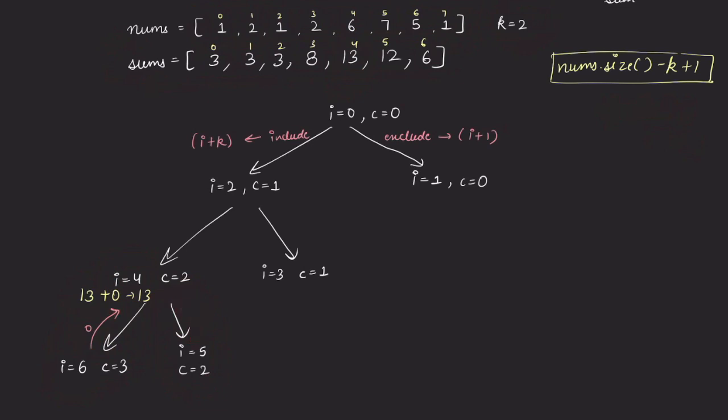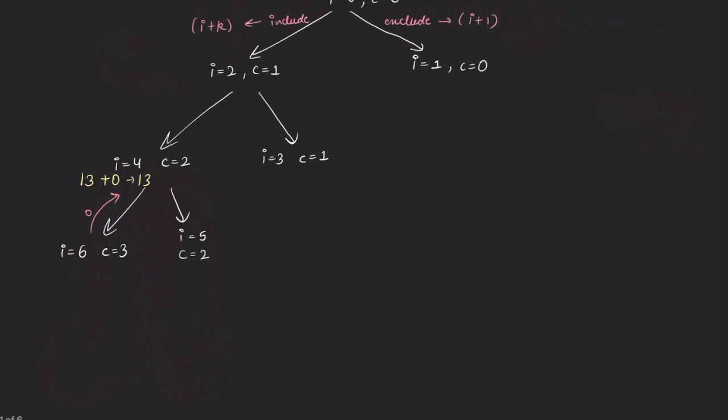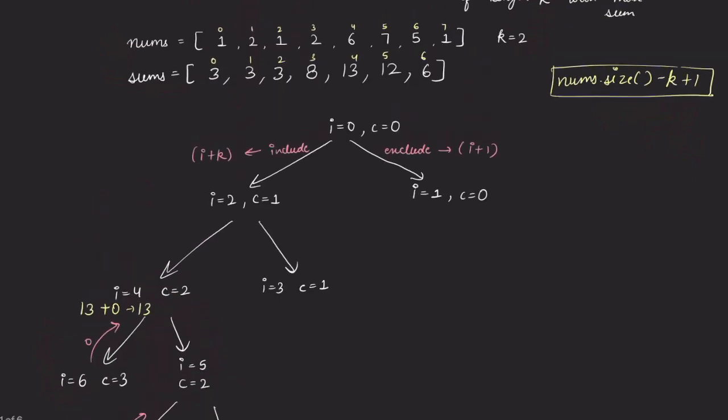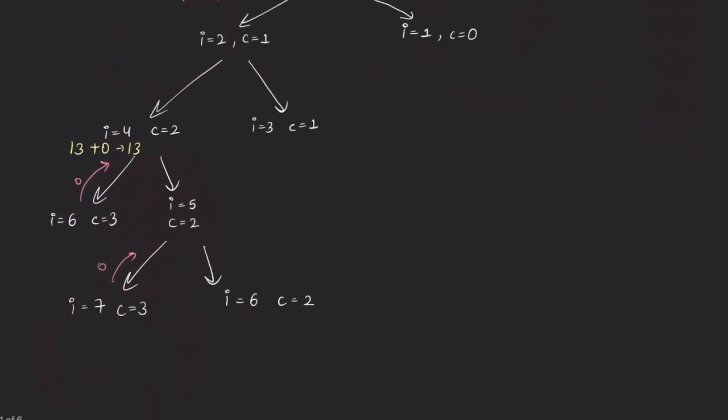So if we come to this particular path, here again we will have two choices. When we have included this, our I will become 7 and count will become 3, and when we have not included it, I will be 6 and C will be 2, right? So now you will see that the count has become 3, right? So we will return from here and it will return a 0. And we have started a subarray at index 5. At index 5, the sum that we have is 12, right? So here we will have 12 plus 0, that is 12, right?